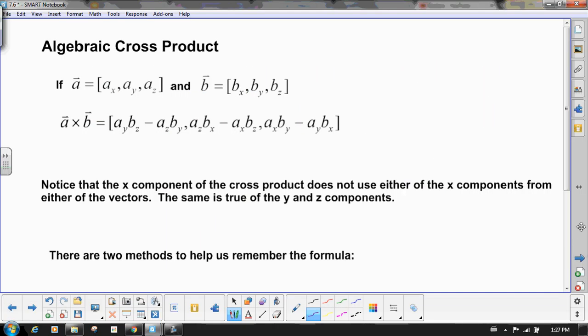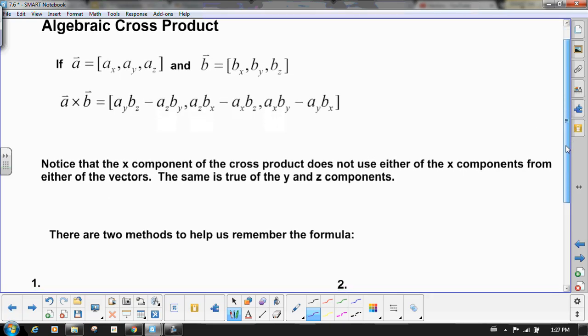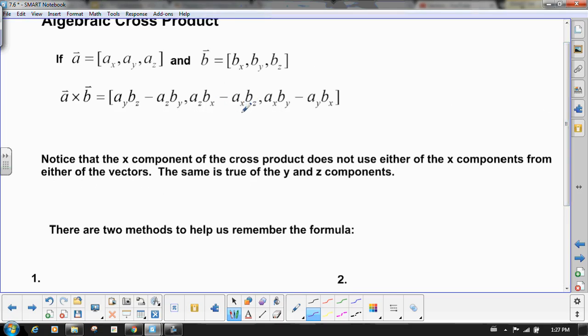Okay. All right. Now, fortunately for us, we use Cartesian or algebraic vectors a lot more. So in order to do that, we have a formula for the cross product. You can memorize this formula if you want to. However, I'm not one for memorizing. I like to know a process so that it'll always work.